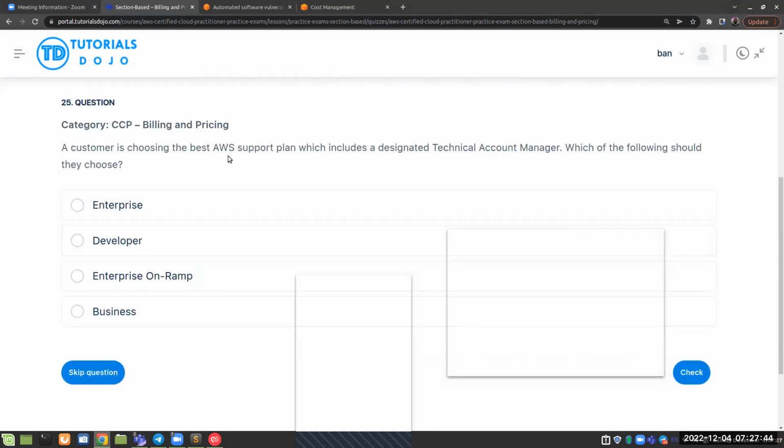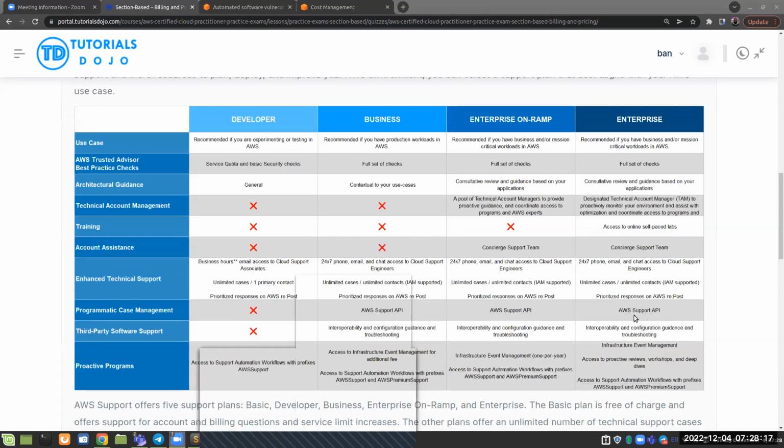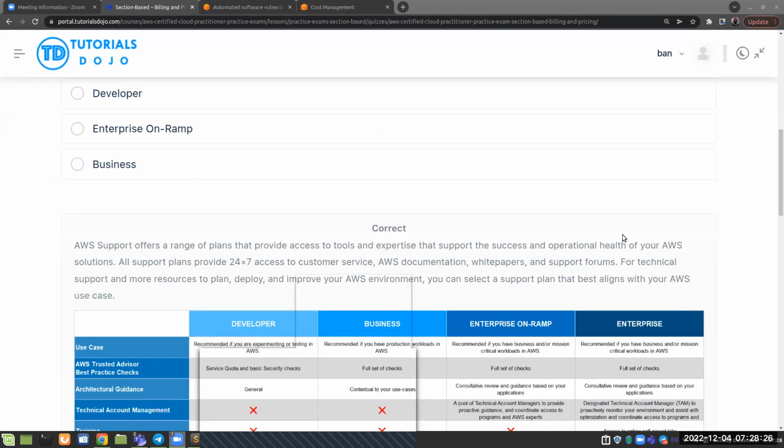A customer is choosing the best AWS support plan, which includes a designated technical account manager. Which of the following should they choose? That's for you, Kinyoi. Enterprise. Okay. Enterprise, you say A. Any different view or support? Okay, thanks. The majority is saying A, which is very good. Immediately you see technical account manager, it's in Enterprise. And I think it's dedicated, right? Designated technical account manager.